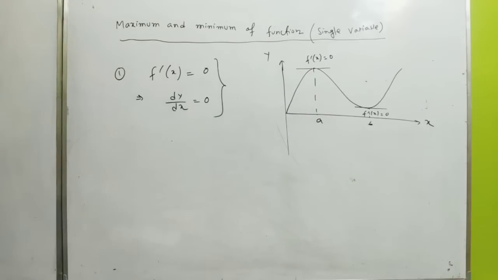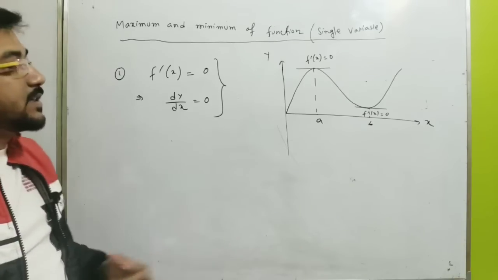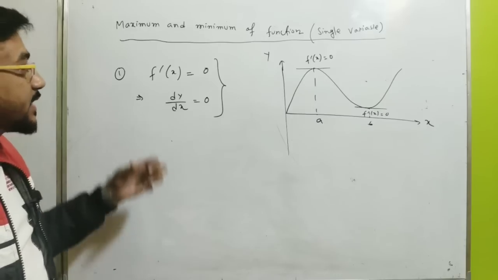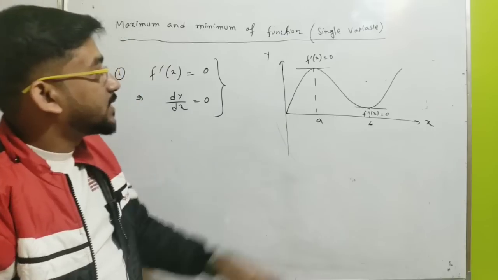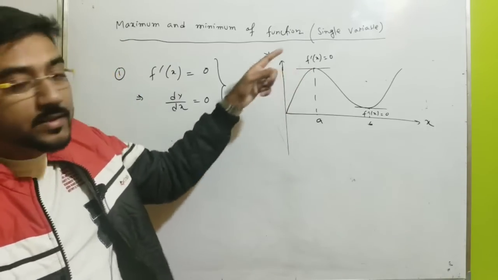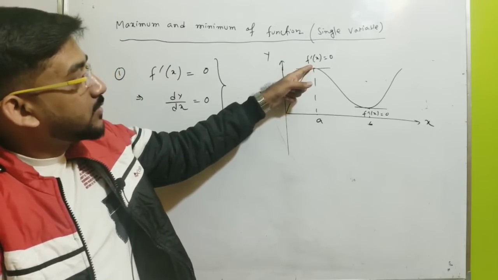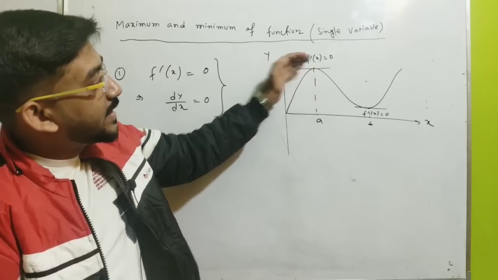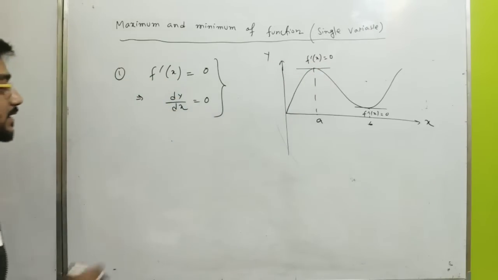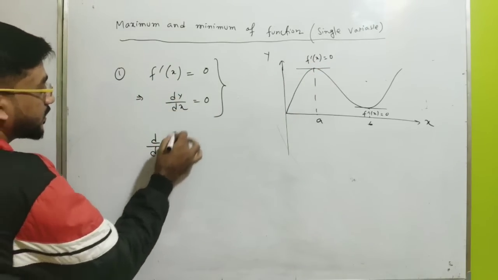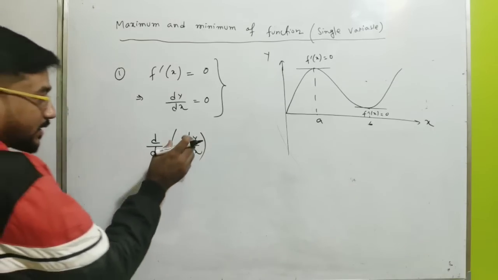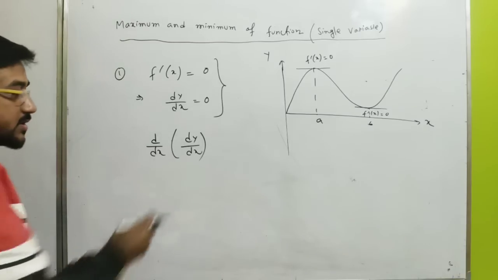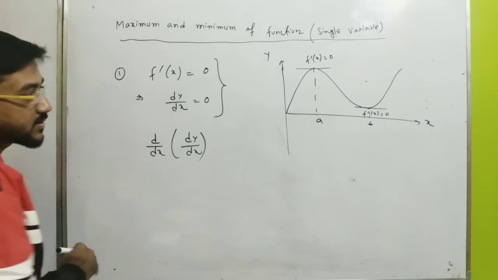So what we have to do in that case is take the second derivative of this function. Geometrically, the second derivative means the change of the slope. If we take d by dx of dy by dx, what does it mean? d by dx of dy by dx means the change of the function's slope at this point with respect to x.